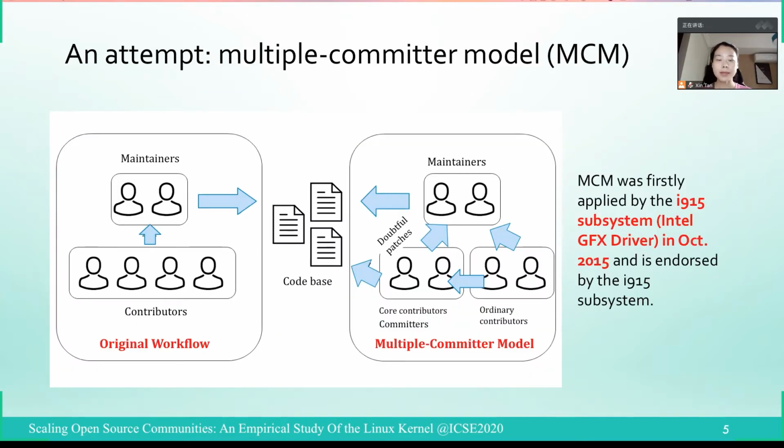Some subsystems attempted new workflows to resolve the crisis. A typical one is the multiple commit model. Let's call it MCM. It was first applied by the INA15 subsystem in October 2015 and seems to work well. The core idea of MCM is distributing the workload to a group of contributors by giving commit rights.